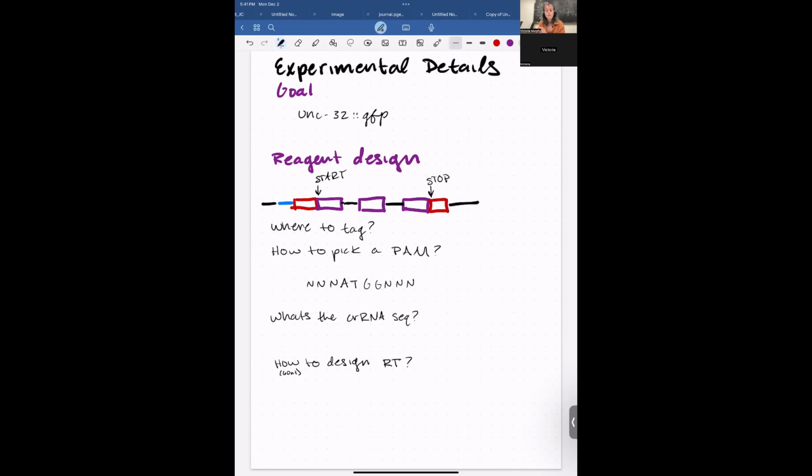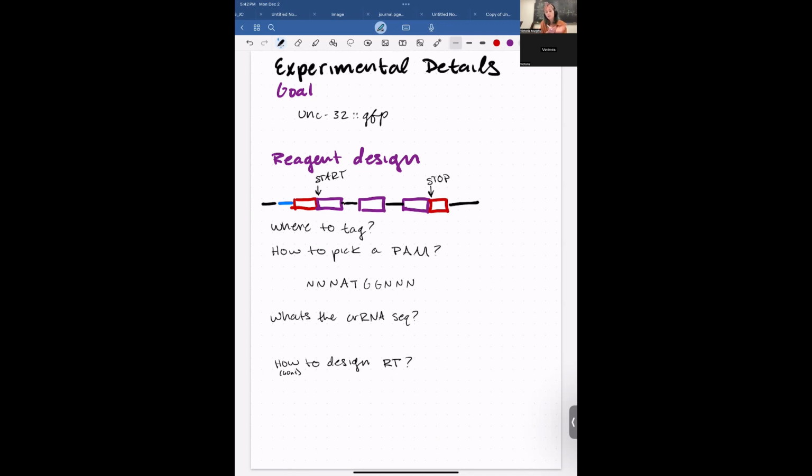Now, we want the GFP protein to be translated. We want it to be between the start and stop. Otherwise, it won't be translated. But if we put the GFP sequence in the middle of UNC32, we might disrupt the UNC32 protein folding.